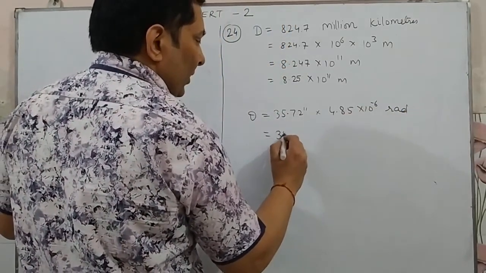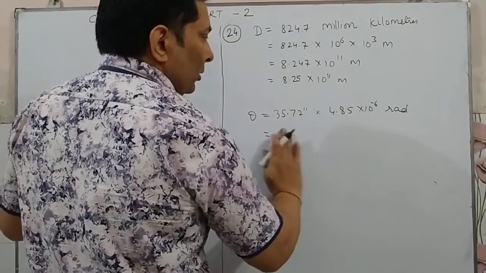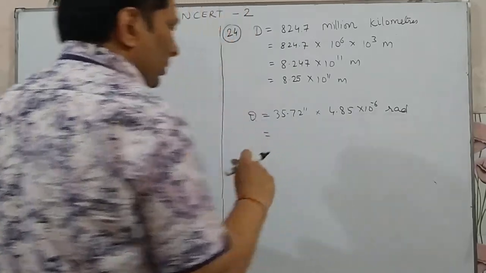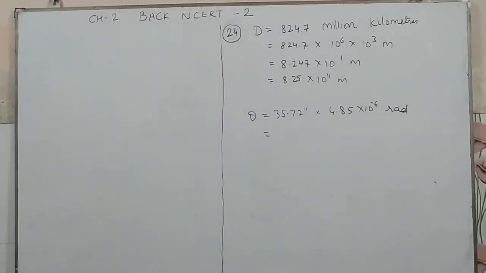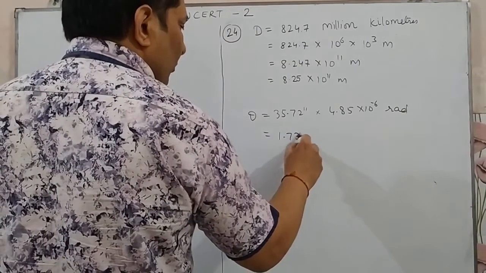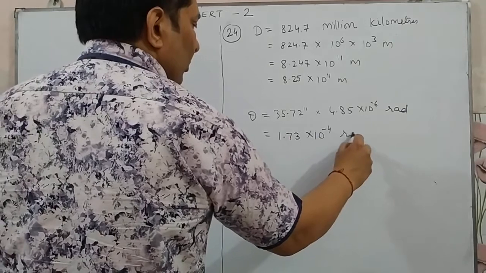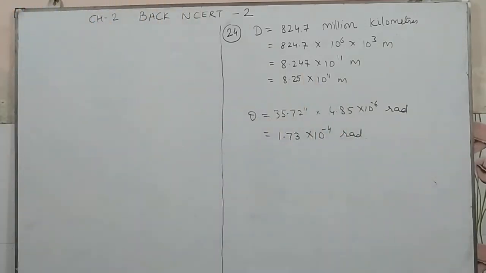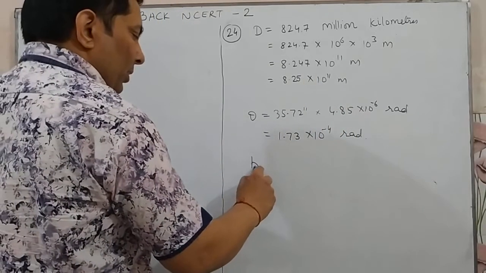This is 35.72 into, sorry. Multiply that, the result obtained is approximately 1.73 × 10^-4. Okay. Now what is missing? We are missing B here.